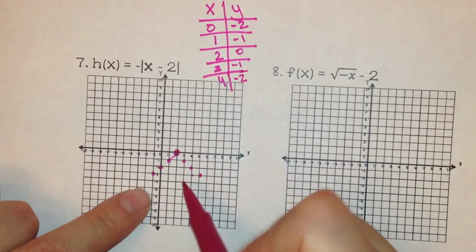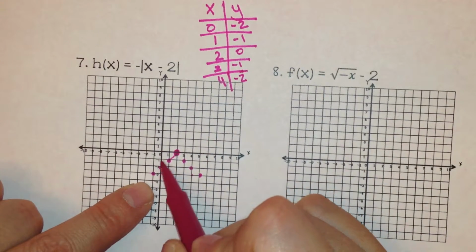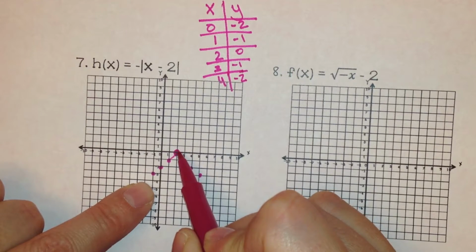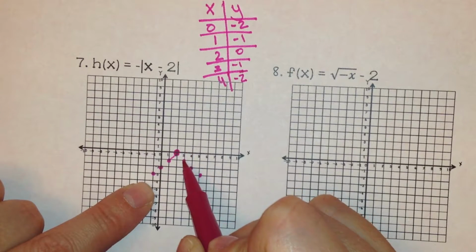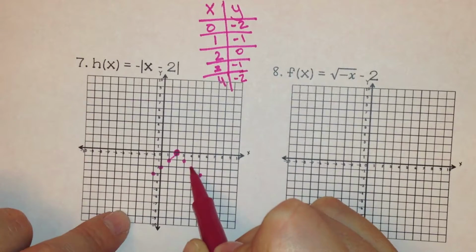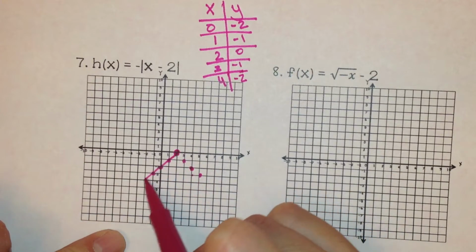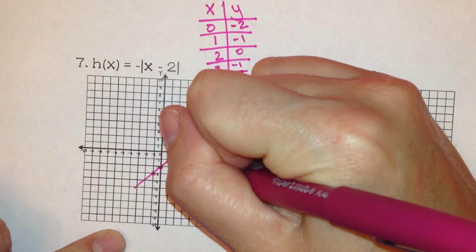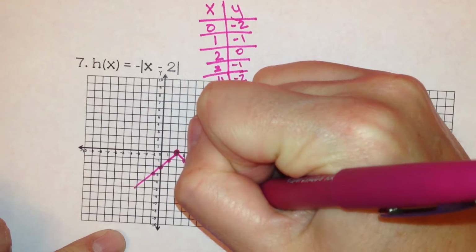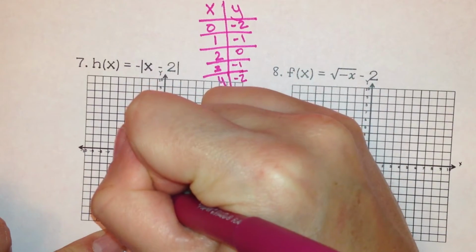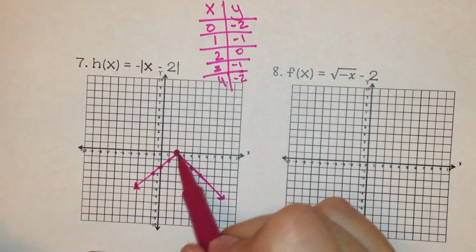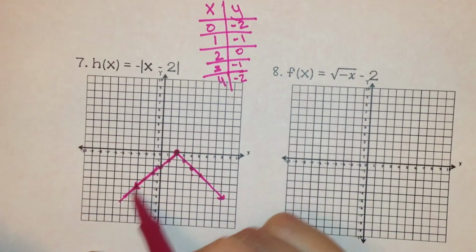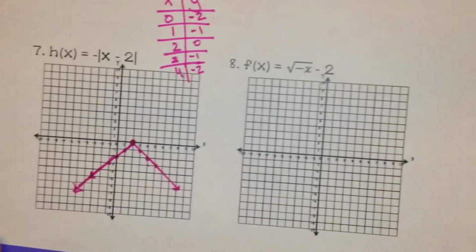Okay, so when x is 0, y is negative 2. When x is 1, y is negative 1. When x is 2, y is 0. When x is 3, y is negative 1. And when x is 4, y is negative 2. So if you hadn't graphed those points, you could graph them now. But I can see that that was correct. I'll make them a little more even. There we go. All right, last one.